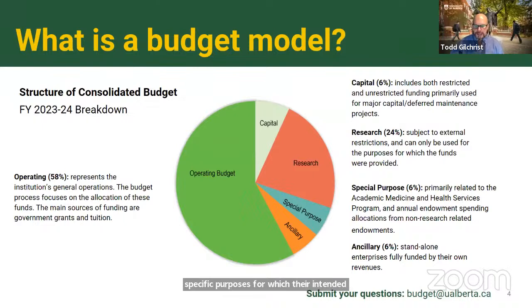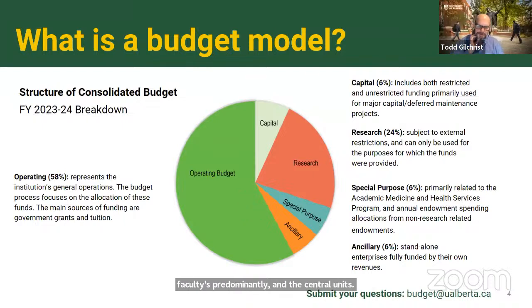The budget model, again, guides how we allocate our operating budget, which is about 58% of our consolidated budget. So if you were to look at the consolidated budget, it's about $1.9 billion. Our operating budget all in is about $1.1 billion. And the allocations occur across two main groups. So obviously the academic side of the organization, the faculties predominantly, and the central units.